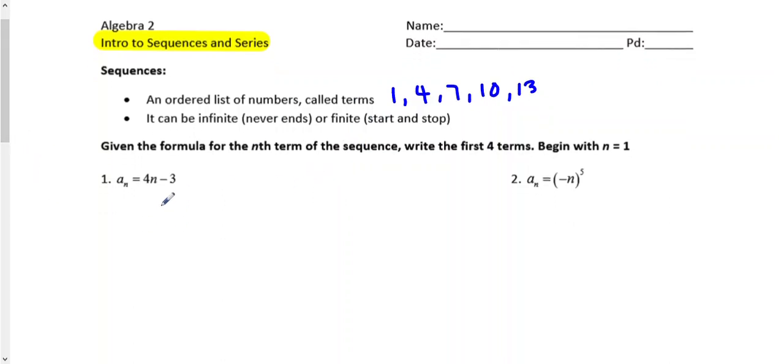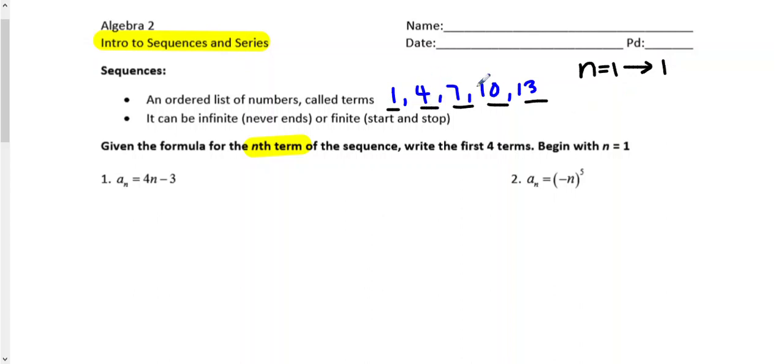So the hardest part is reading the directions in this unit. The first part, given the formula for the nth term of the sequence, write the first 4 terms. Begin when n equals 1. So before I do this, I want to talk about what nth means. n is just a number. So if I go back up here to my example, I have 1, 2, 3, 4, 5. I have 5 terms. So the first term is 1. So I can say when n equals 1, that number is 1.